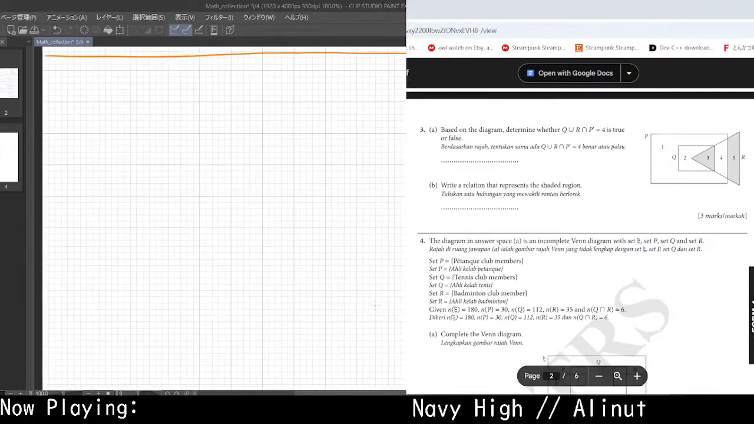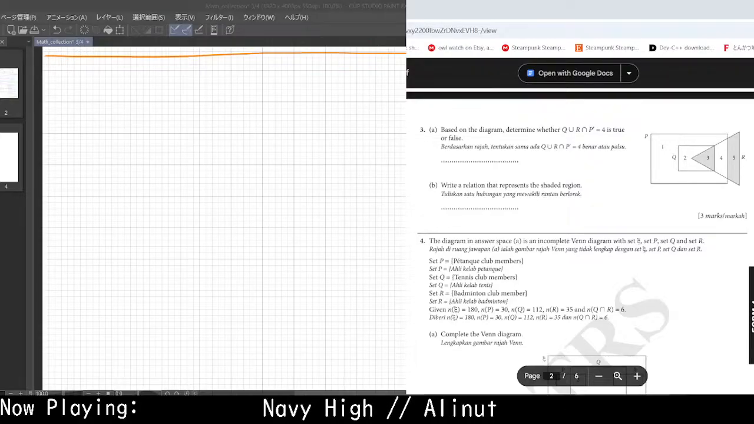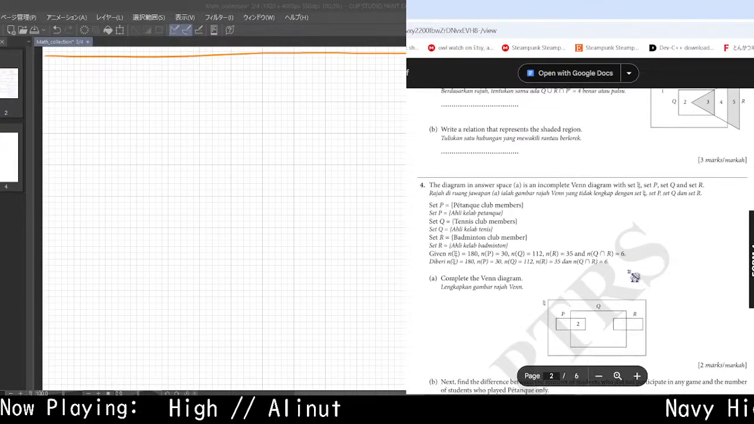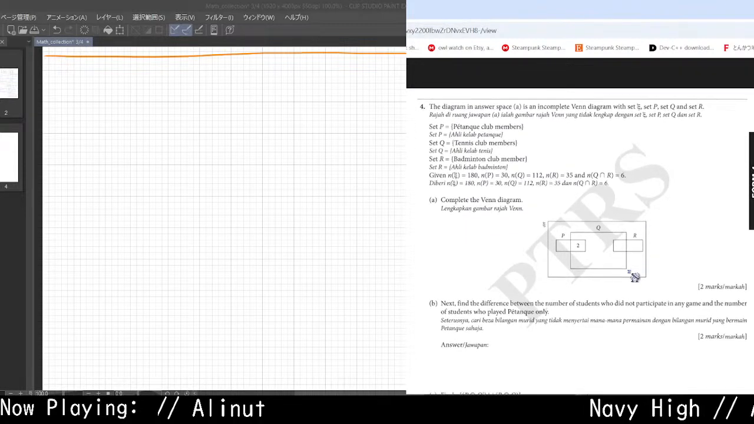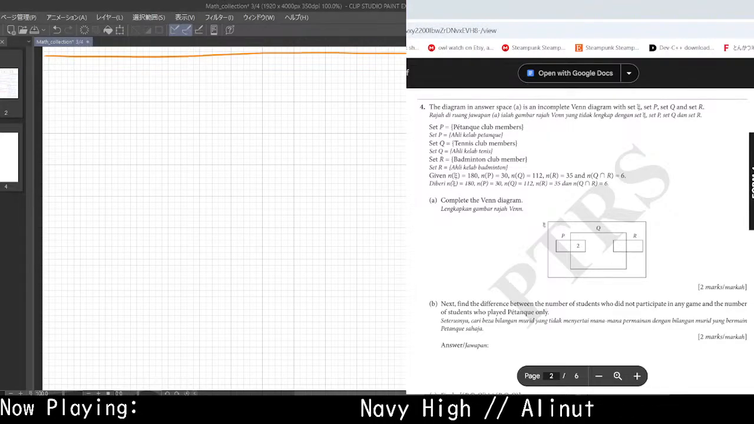Okay, next is Q4. Q4 gives you that this diagram is an incomplete Venn diagram. Let's just put this here. We have psi, so the universal set is over there.